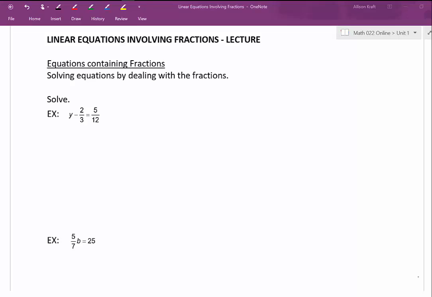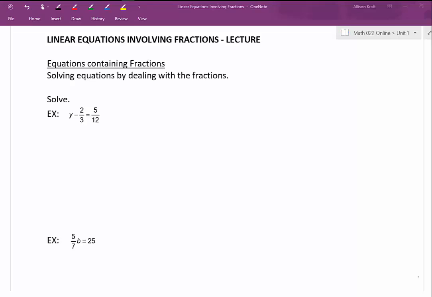In this lecture, we'll be solving linear equations that contain multiple fractions. To begin with, we're simply going to solve the equations by keeping and dealing with the fractions. We're going to perform the same steps that we have been. Later in this lecture, I'll show you how to eliminate the fractions in the equation by multiplying through by the least common denominator.